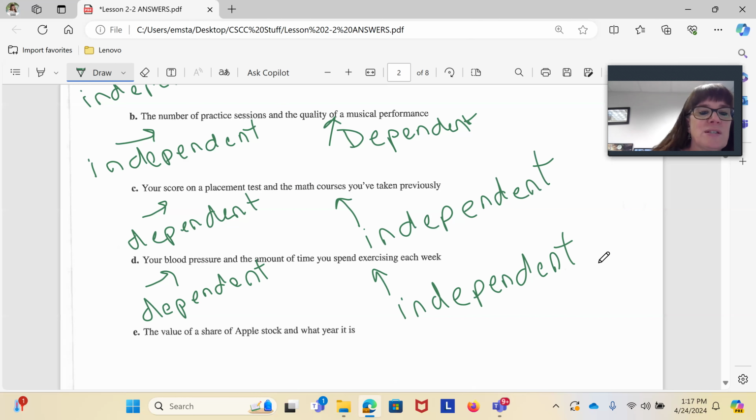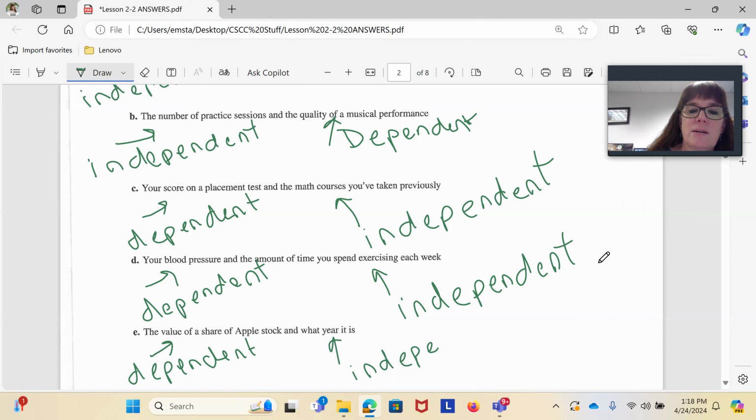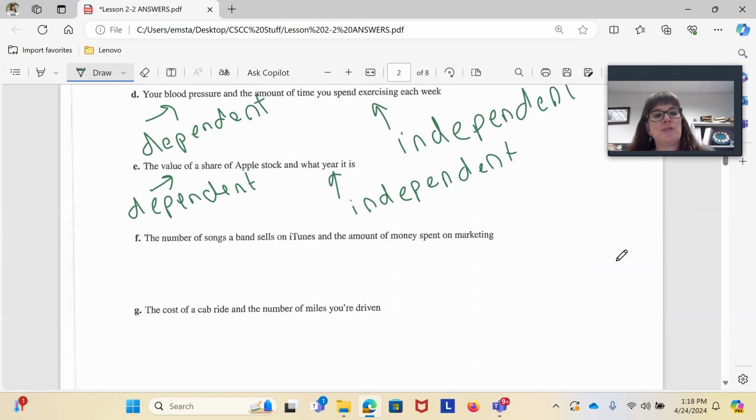So the value is the dependent. And the year is the independent. The year will cause the change in the stock. All right, we have two more on this page.